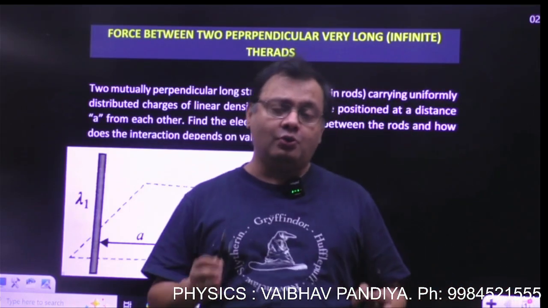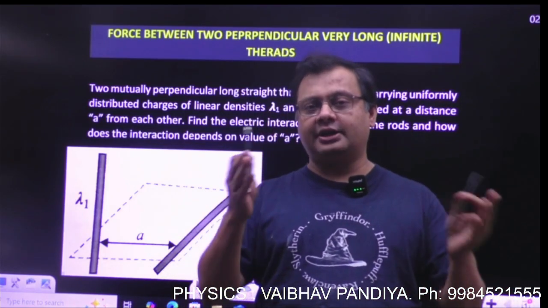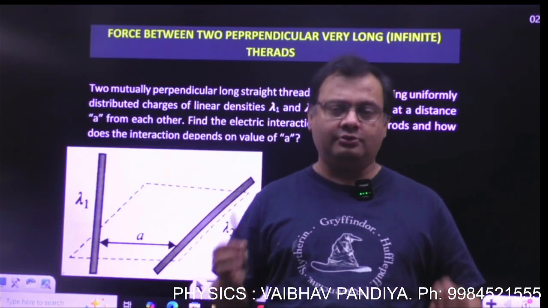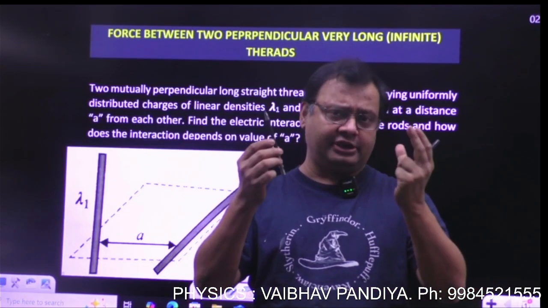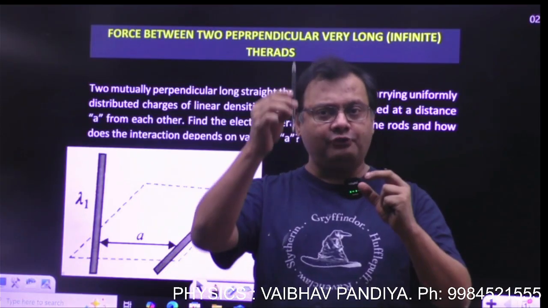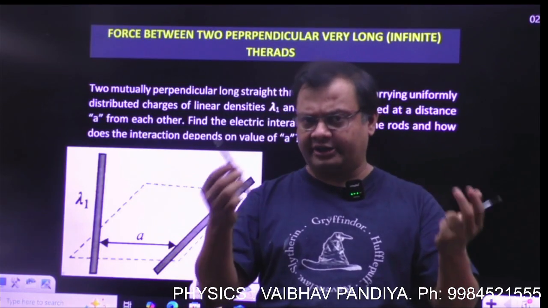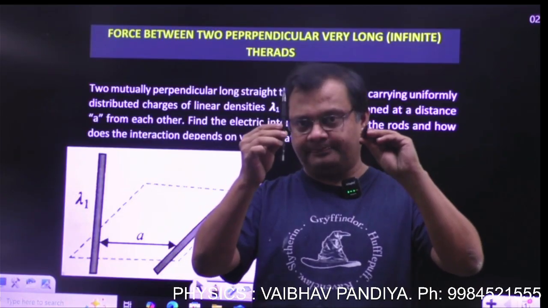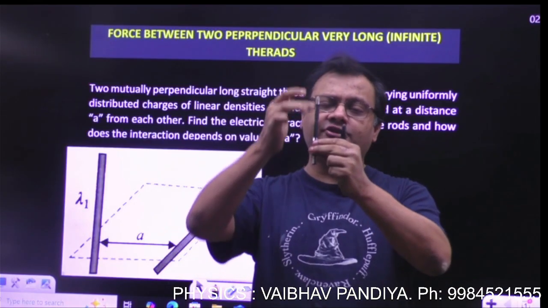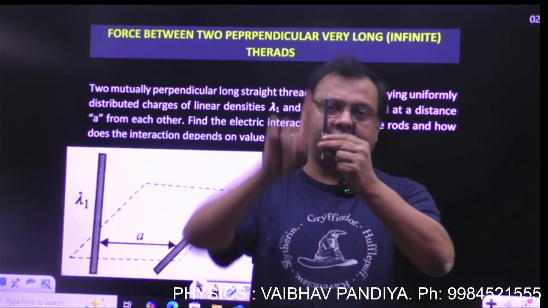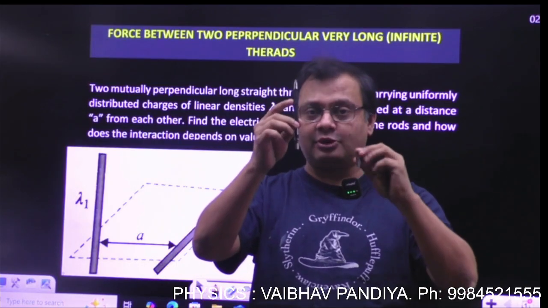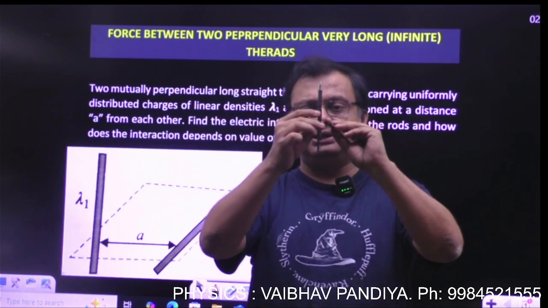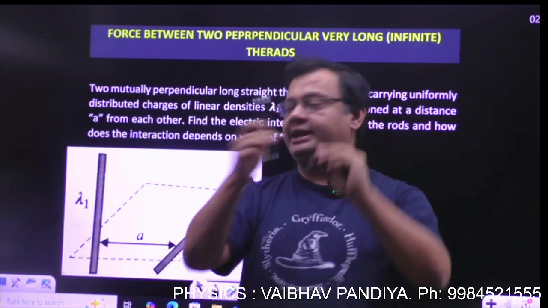Electric force between two very long uniformly charged wires or threads. In the present problem, what is the scenario? We have two very long, that is the infinite model, two very long uniformly charged rods or wires or threads, and both are oriented perpendicular to each other. What it means, suppose this is your one rod going vertical, of density lambda 1. Another rod is like this in the horizontal plane, and the distance between the rods is small a.